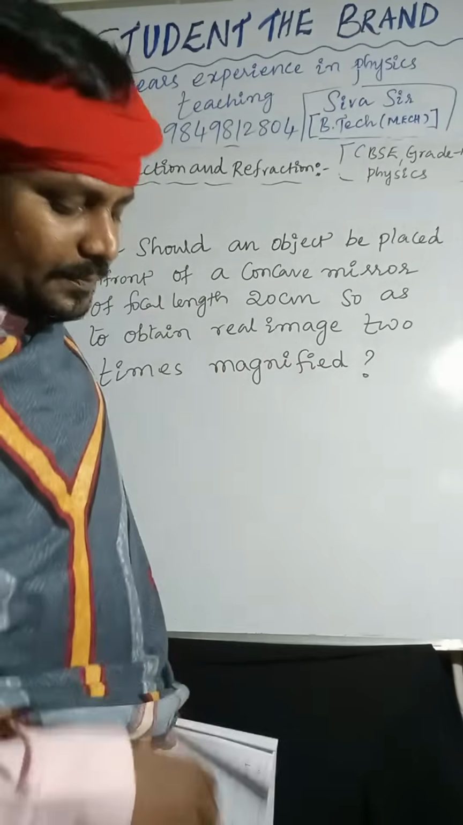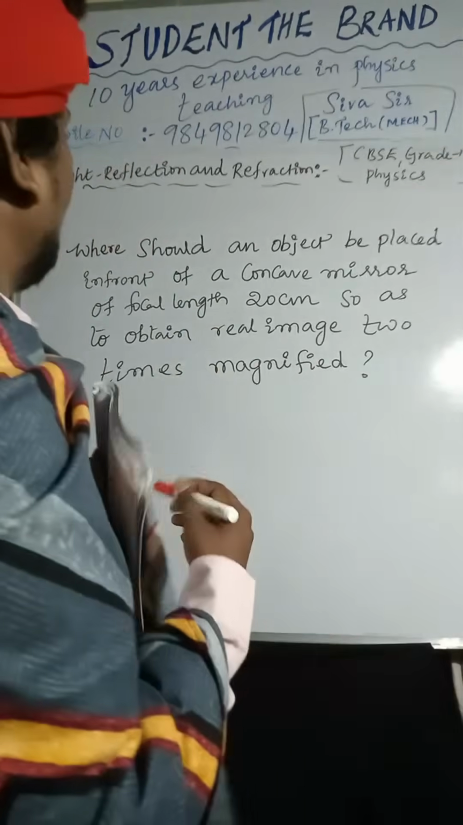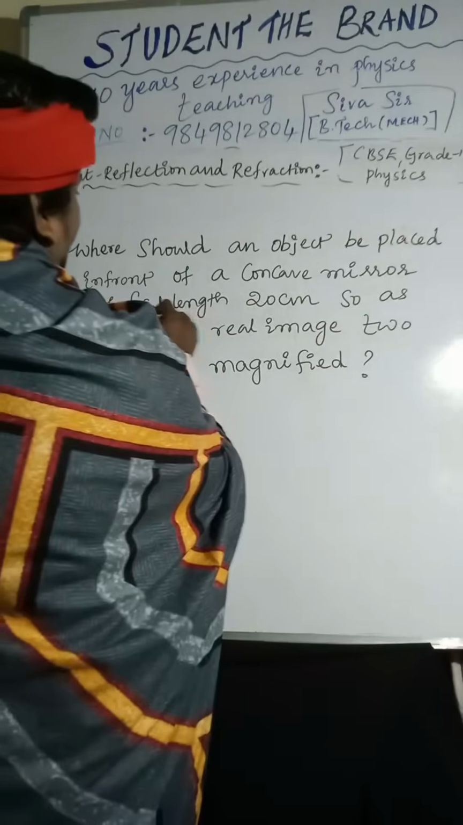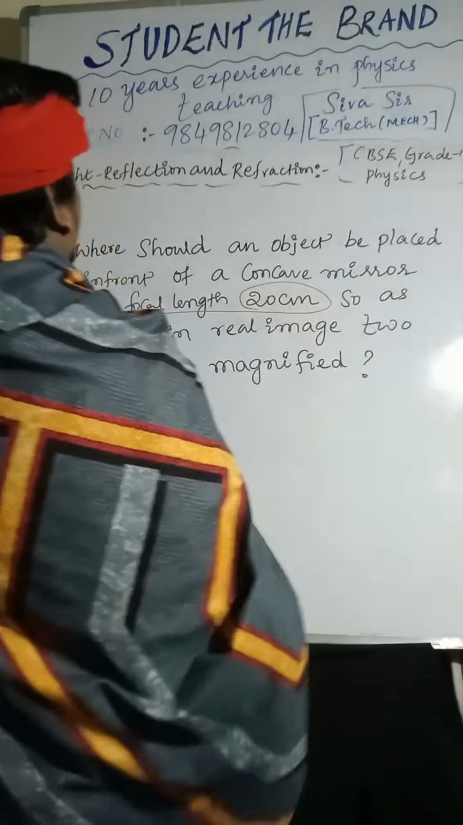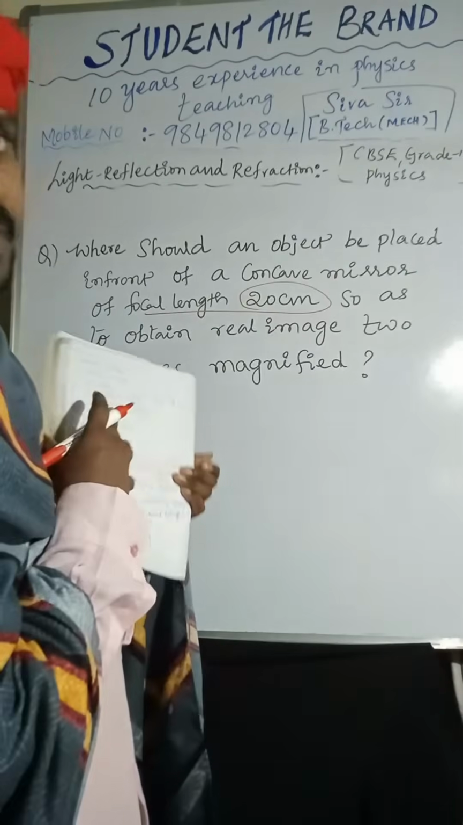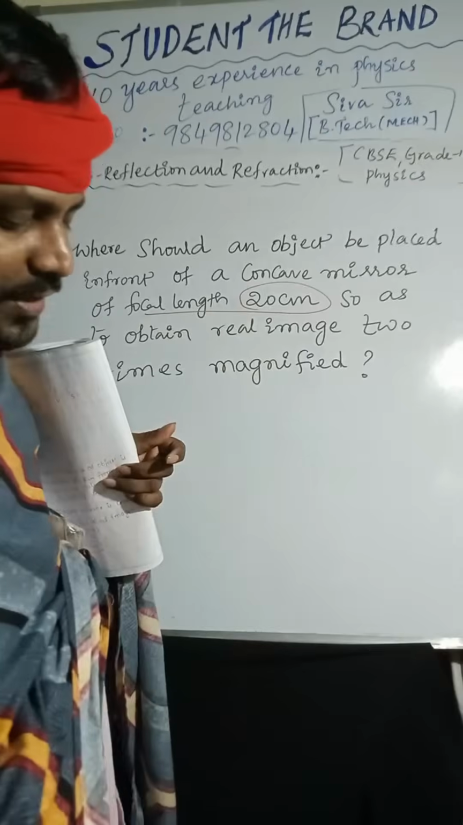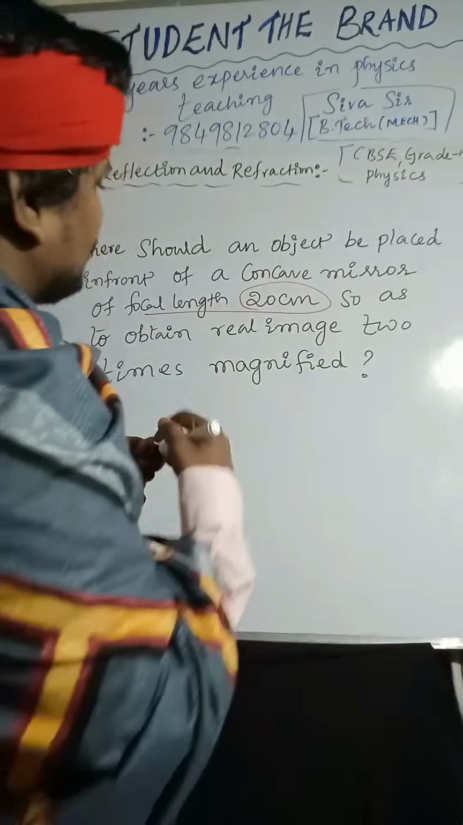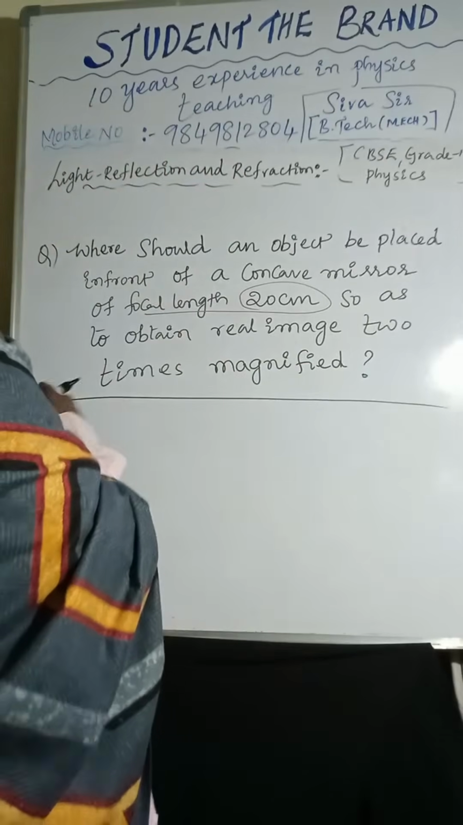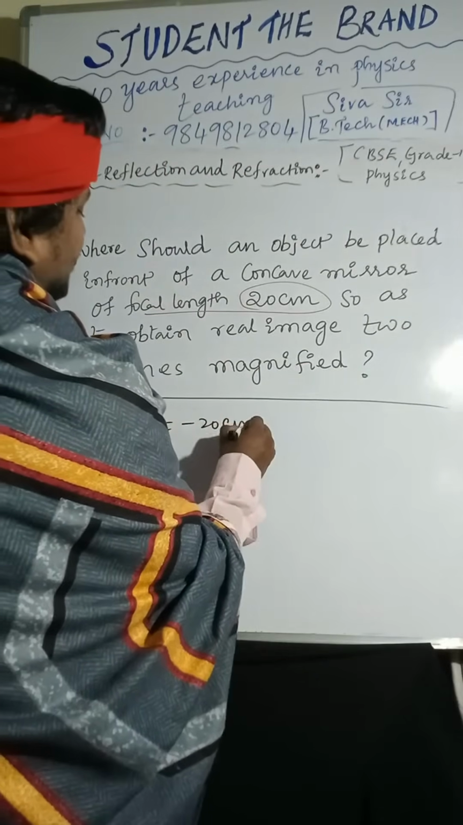Here you can observe the problem: where should an object be placed in front of a concave mirror, given the focal length, so as to obtain a real image that is 2 times magnified? First you have to identify the values. The focal length is minus 20 centimeter.